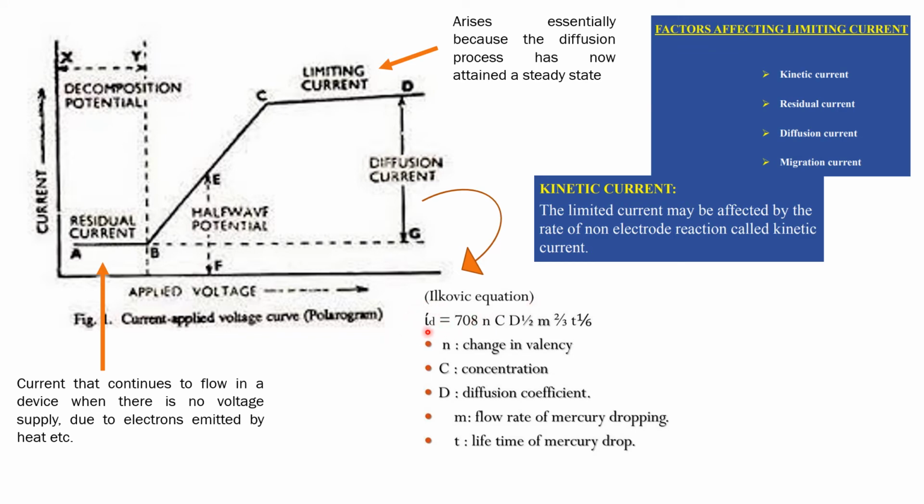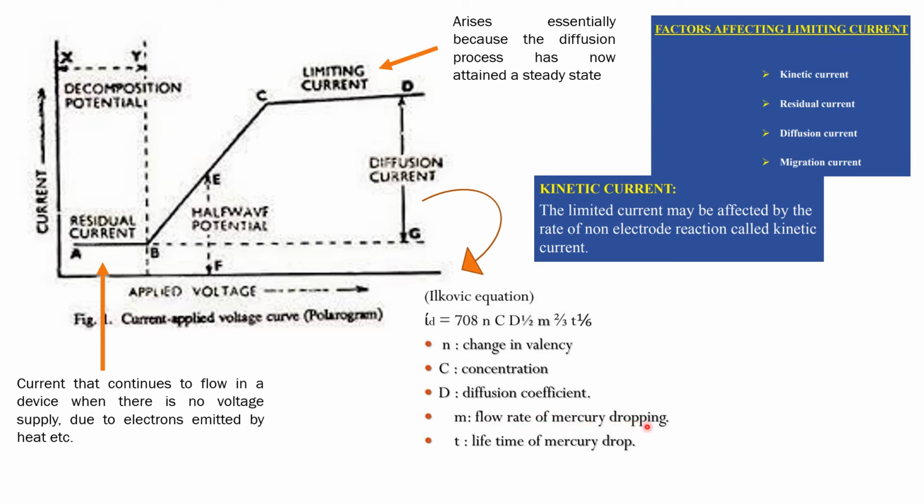ID, that is the diffusion current, is equal to 708 n C D raised to 1 by 2, m raised to 2 by 3, and t raised to 1 by 6. And here you can see the various values. N corresponds to the change in valency. For example, if you are considering the cadmium 2 plus ion, n corresponds to 2. C is the concentration, D is the diffusion coefficient, m is the flow rate of mercury dropping.